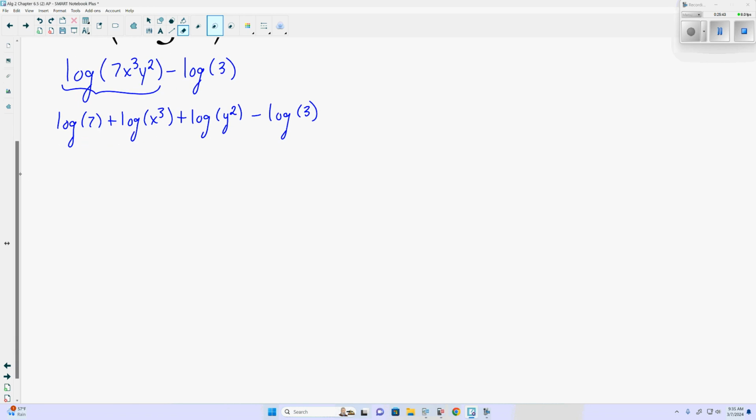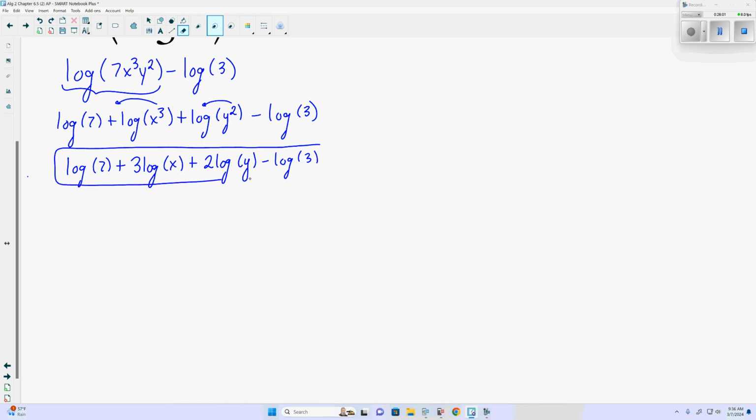But the last thing we need to do is our powers. So it'd still be log of 7 plus 3 log of x. Guys, let's focus in. Plus, if we were condensing, yes. If we were condensing, we would pull that negative back up. But since we're just expanding, we'll leave it alone.